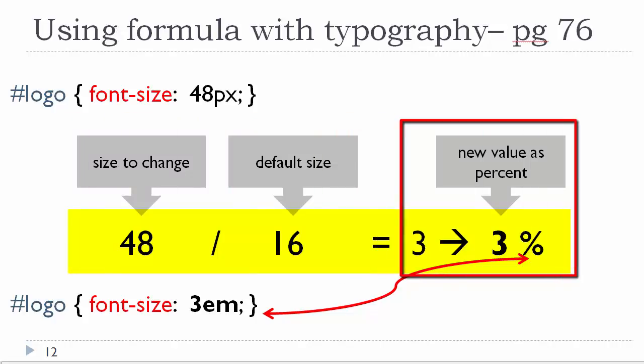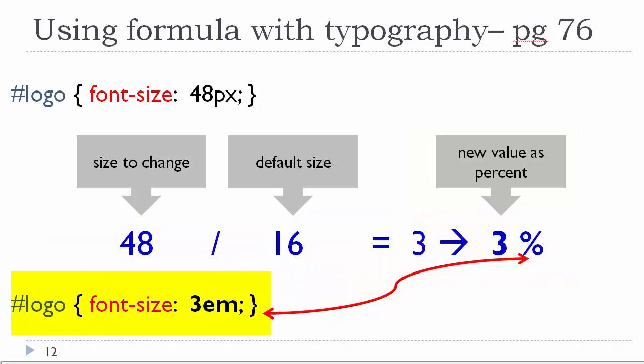3 as a percent is 300%. Now, we don't want to use percent, although you could. We're going to use EM. Now remember, the percents and EMs are technically the same. So now we have the new font size of 3 EM that would scale nicely on all devices, retaining the same proportion that it has as a pixel.